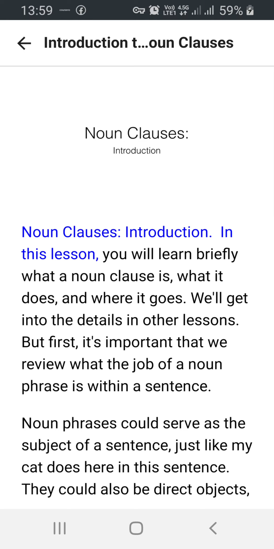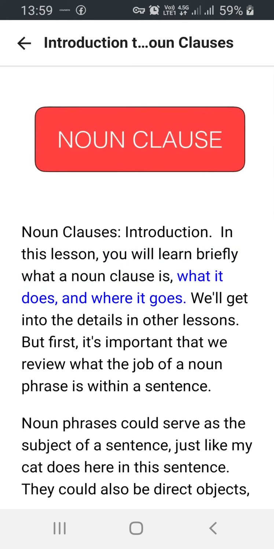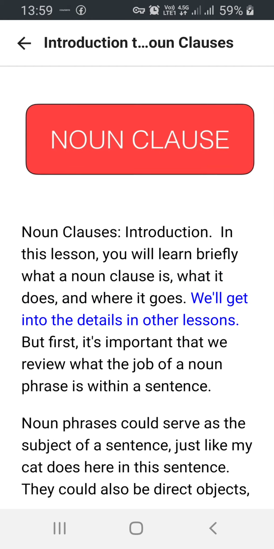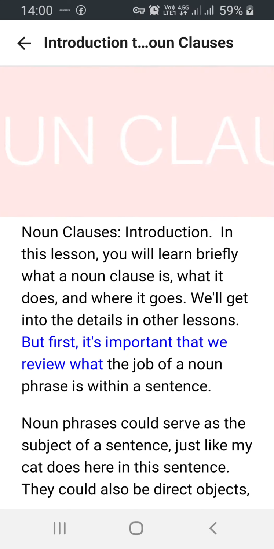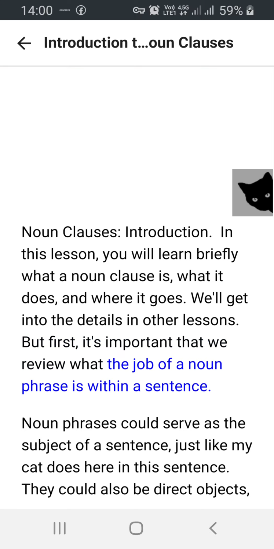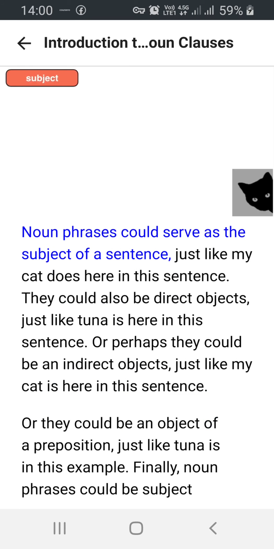Noun clauses. Introduction. In this lesson, you will learn briefly what a noun clause is, what it does, and where it goes. We'll get into the details in other lessons. But first, it's important that we review what the job of a noun phrase is within a sentence. Noun phrases could serve as the subject of a sentence, just like my cat does here in this sentence.